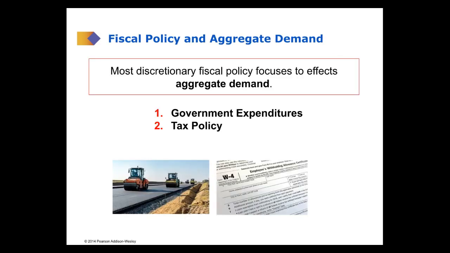Now, most discretionary fiscal policy focuses its efforts on increasing aggregate demand, and this goes back to the AD-AS model and Keynes's General Theory. The idea is that if we are trying to have more economic activity and more employment, the way to do that is to have more demand. That's the way to increase economic activity, to increase aggregate demand. And the fiscal policy makers, the Congress, have two ways of doing that. They have two levers. The first one is government expenditures, government spending. And the second one is tax policy.